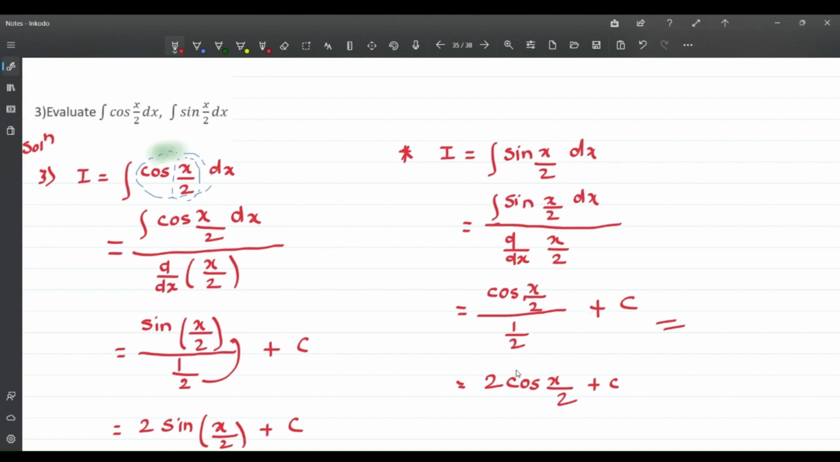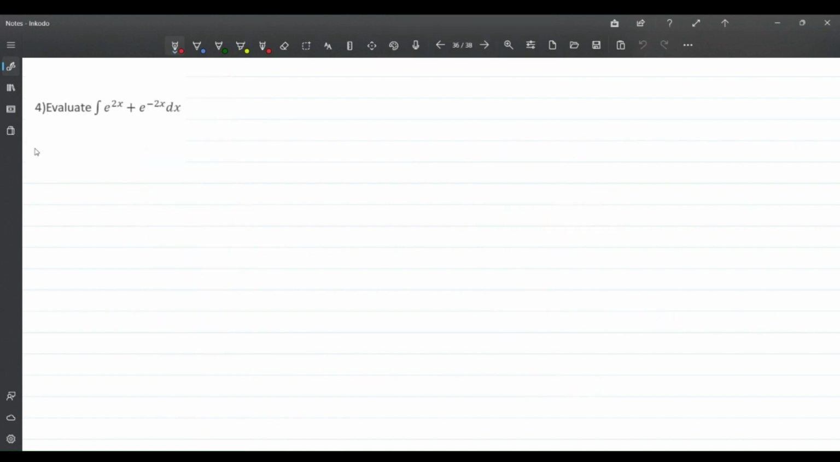You can cross check it by shortcut. Okay, now next example is evaluate integration e raised to 2x plus e raised to minus 2x.